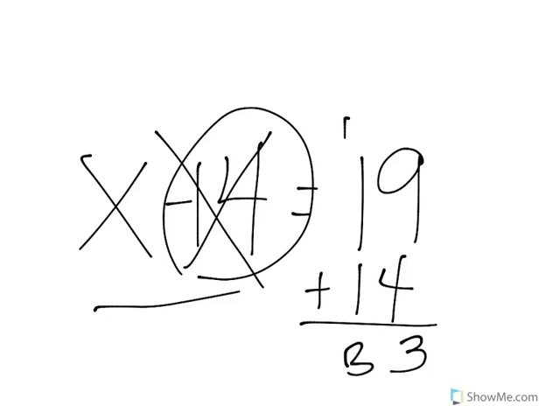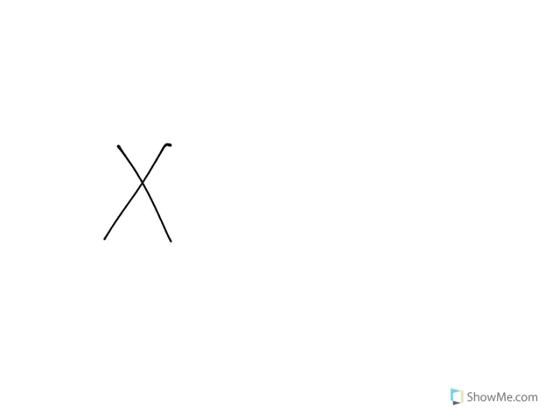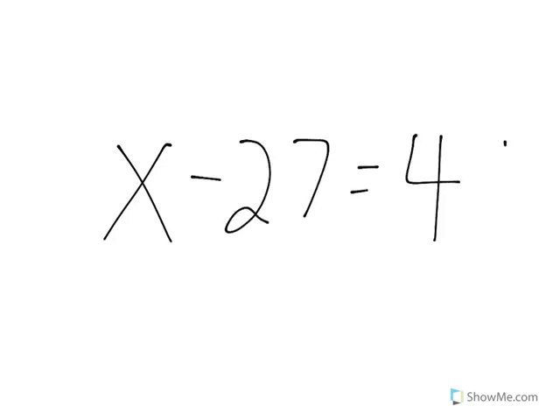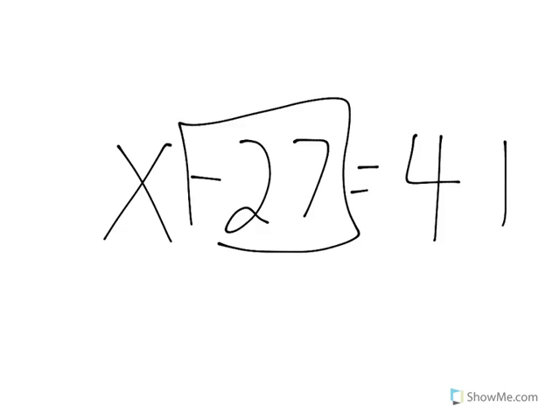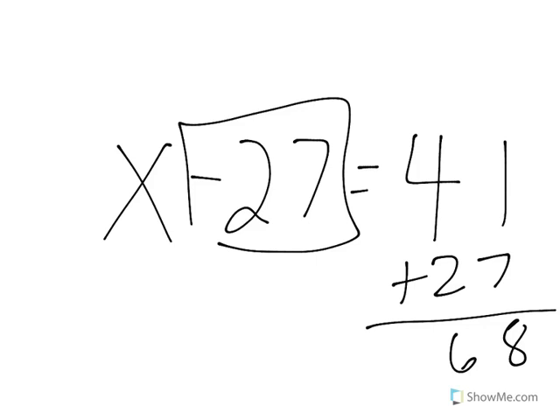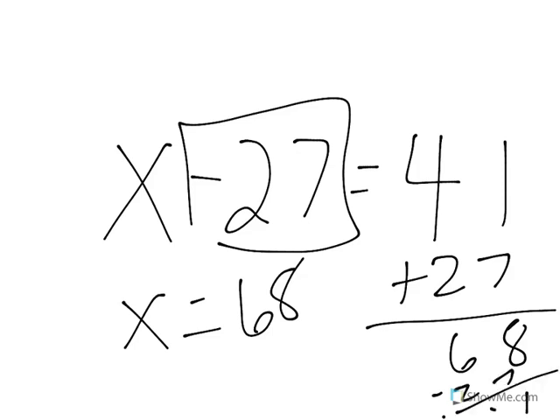So I'm going to show you another one really quickly here. If we have x minus 27 is equal to 41, I look and see that it's subtracting 27 over here, so I'm going to do the opposite over here, plus 27, and my answer would be 68. I can double check that. So my answer is x is equal to 68. I can double check it. 68 minus 27, does that equal 41? Yes, it does.